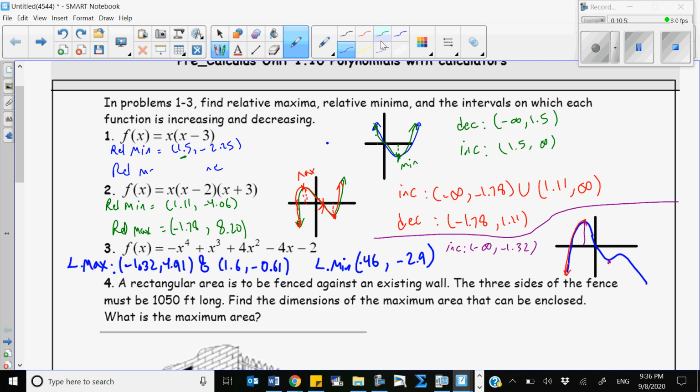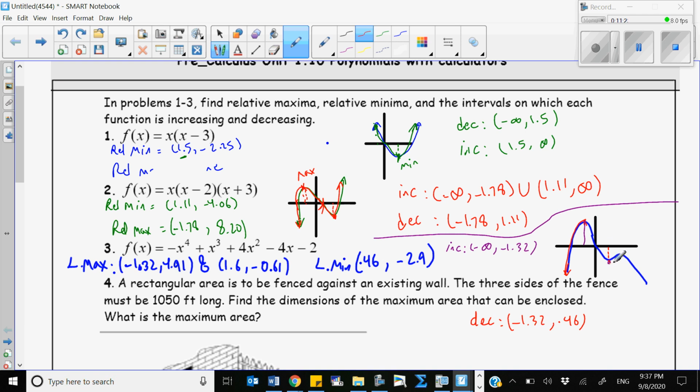Okay, then the graph is going to decrease until it reaches this minimum point. So I'm going to write the decreasing here. I don't have enough space, so I'm just going to write that here. The decreasing area starts from the x value of maximum, which is negative 1.32, and ends at the x value of this minimum, which is 0.46. So that's a decreasing interval.